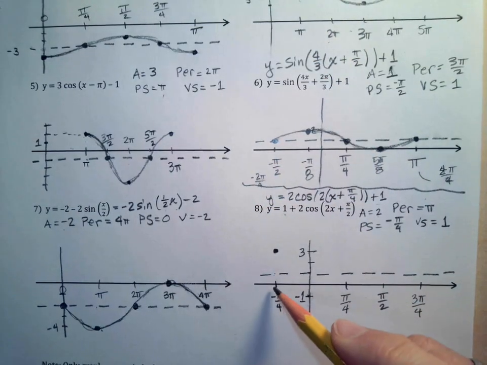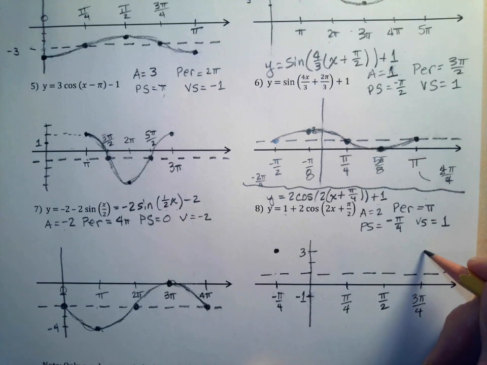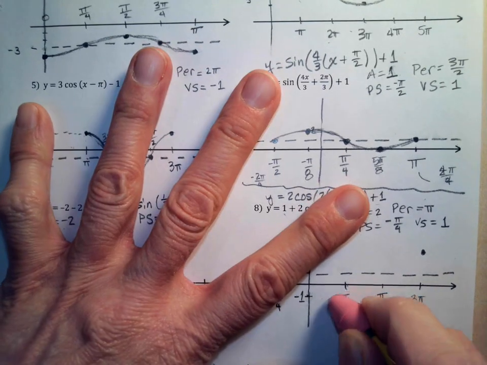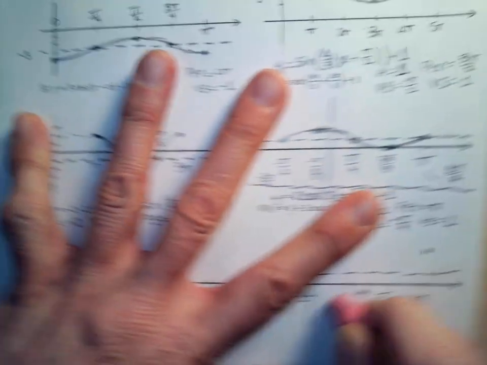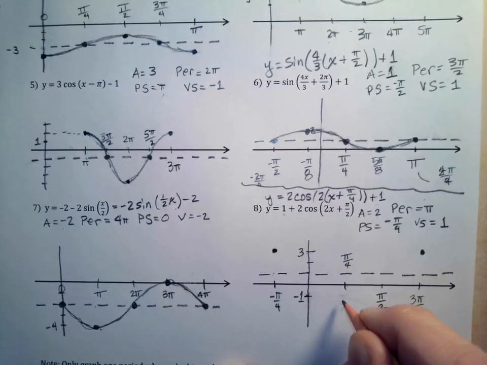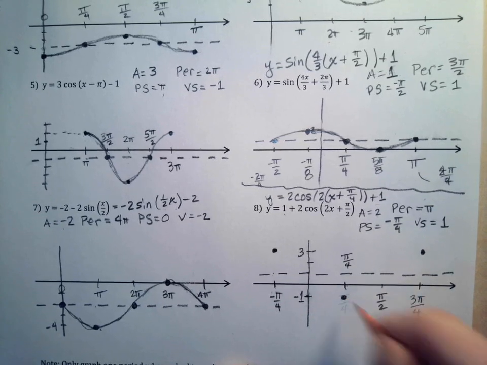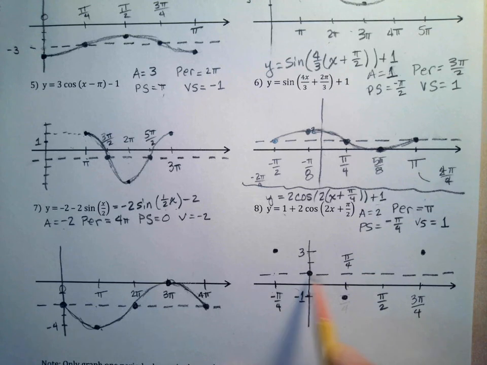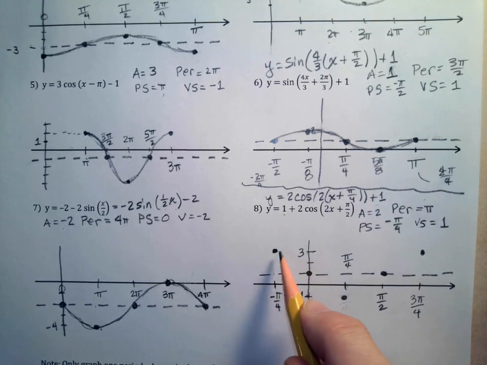And then at the end, we're also up at 3, 2 above the baseline. Halfway between at pi over 4, sometimes the label is kind of in the way, I'm going to move that up to pi over 4. It's down here at negative 1. And then halfway between, we're on the baseline. Okay, and then sketch that in.